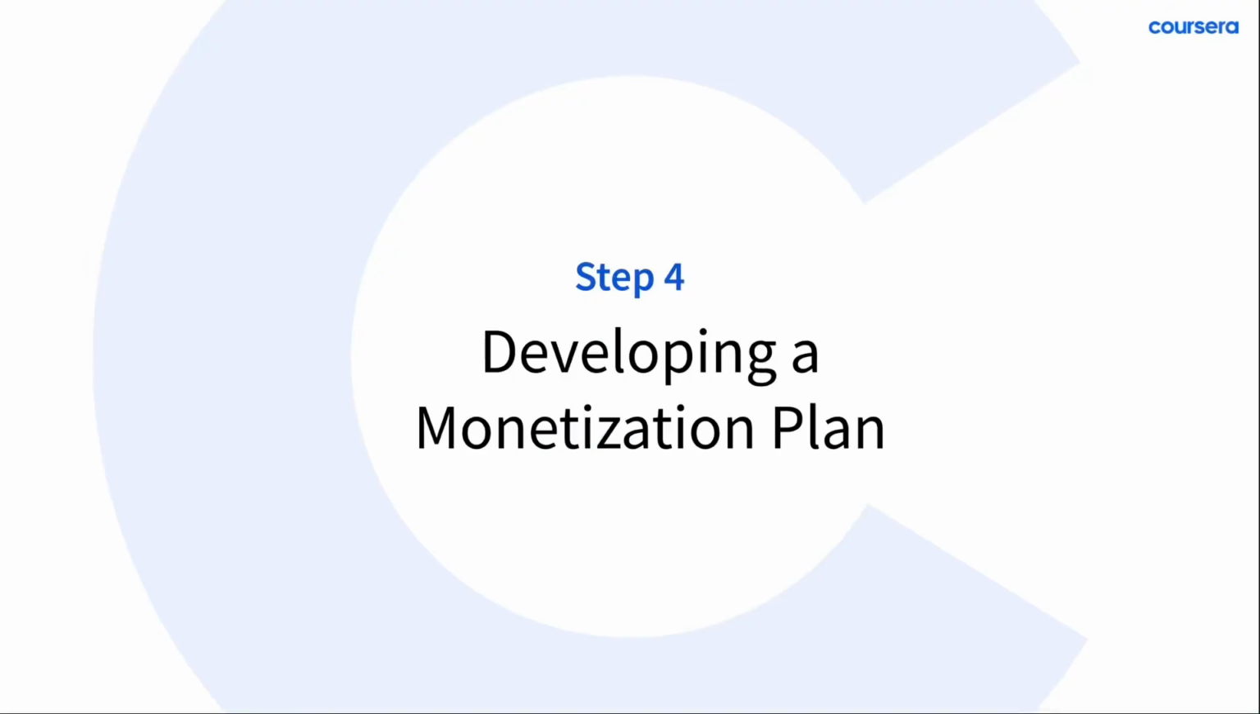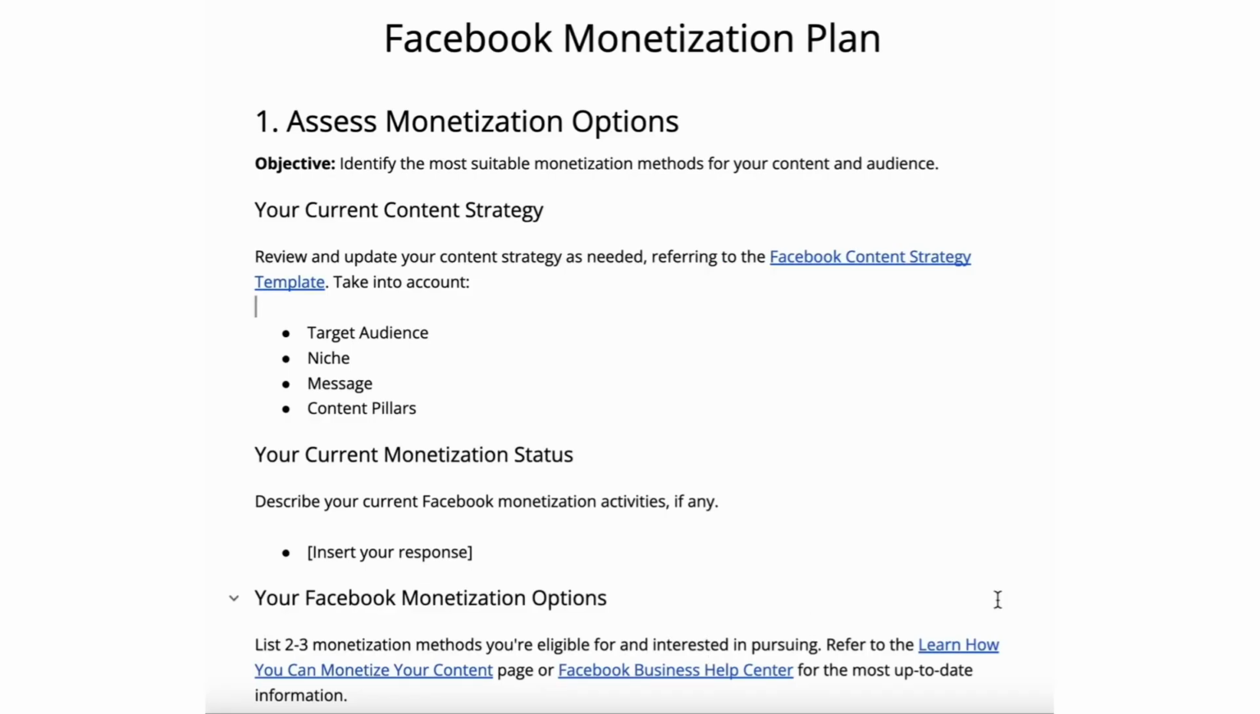Now that we've explored what monetization options there are, let's come up with a plan on how we want to monetize. Pull up the monetization plan included in this course and start thinking about what your current content strategy is, and check to see which Facebook monetization options you're eligible for. If there aren't any at the moment, determine what you need to aim towards to be eligible.